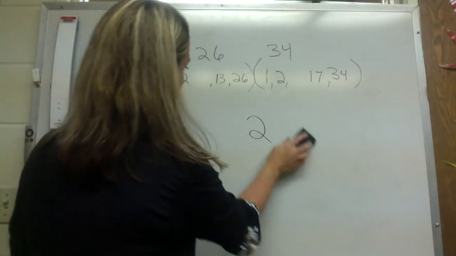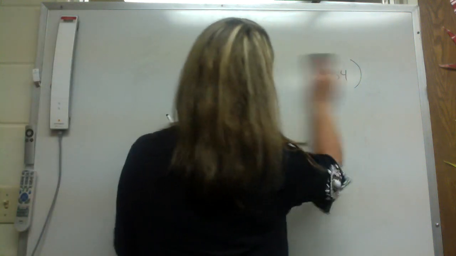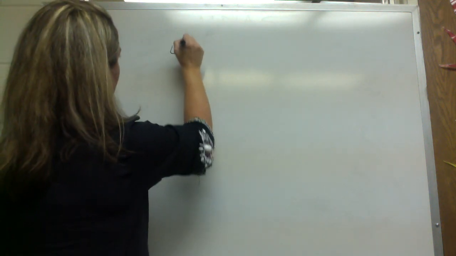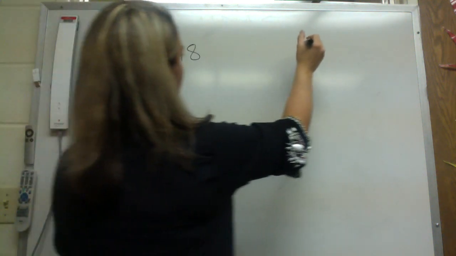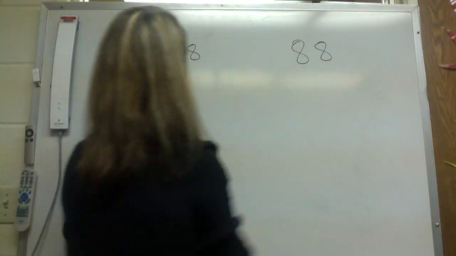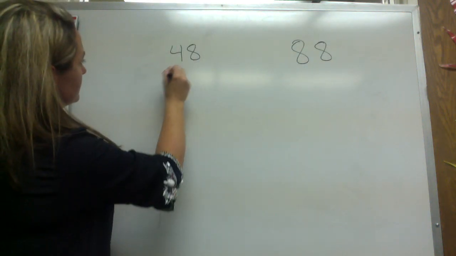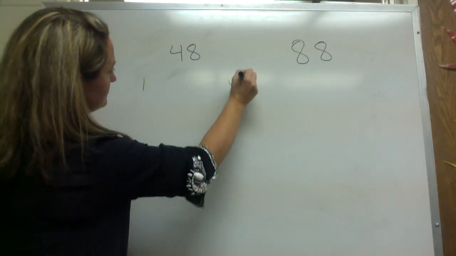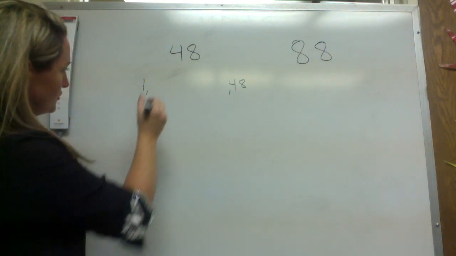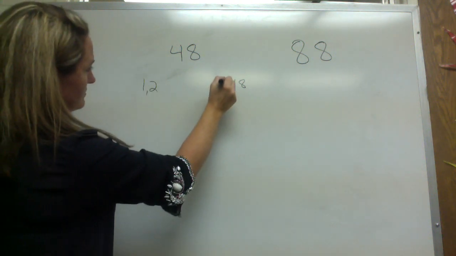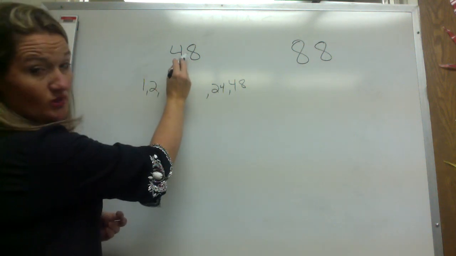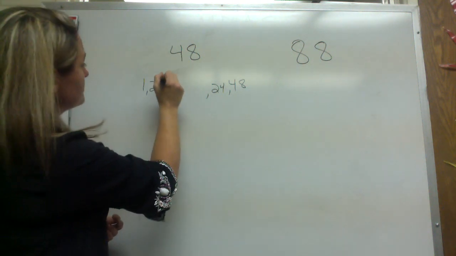All right, let's do another one, and this is the list method. Let's do 48 and 88. So 48, I'm not doing a factor tree. All right, 1 and 48 for sure. 2 and 24. Is 48 divisible by 3? Well, 4 plus 8 is 12. Is 12 divisible by 3? Yeah, so we know 3 is a factor.